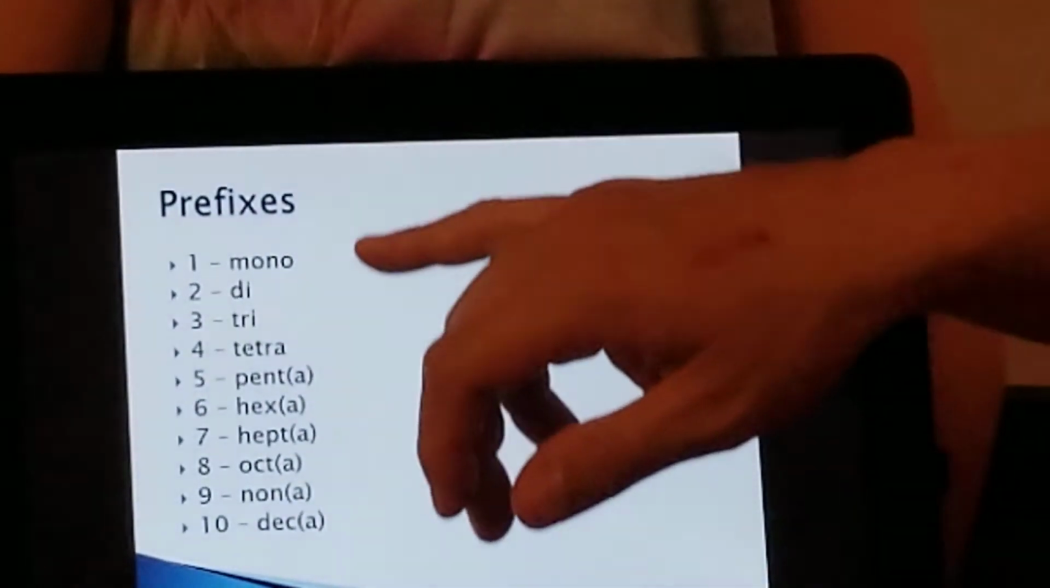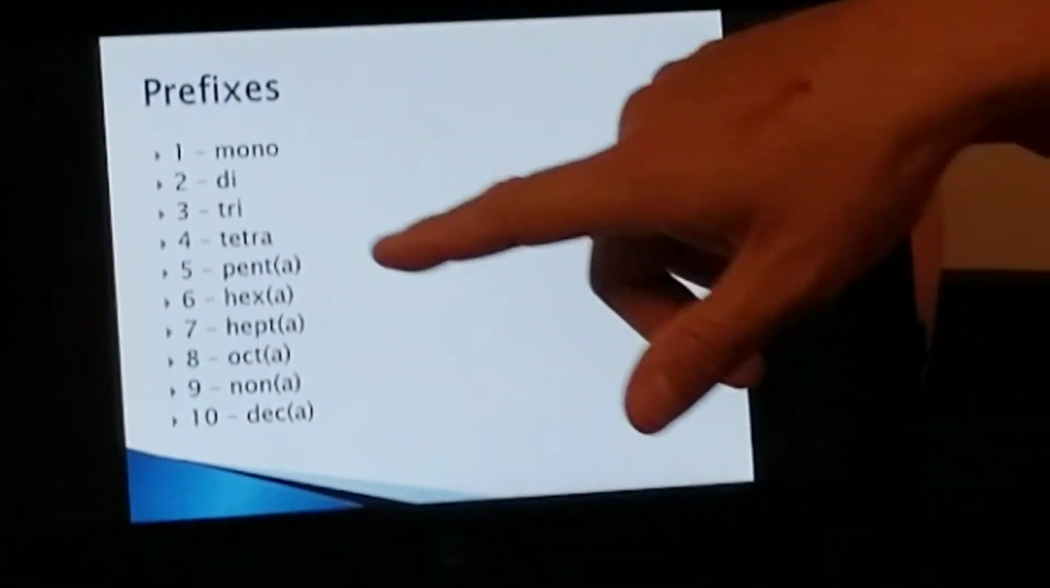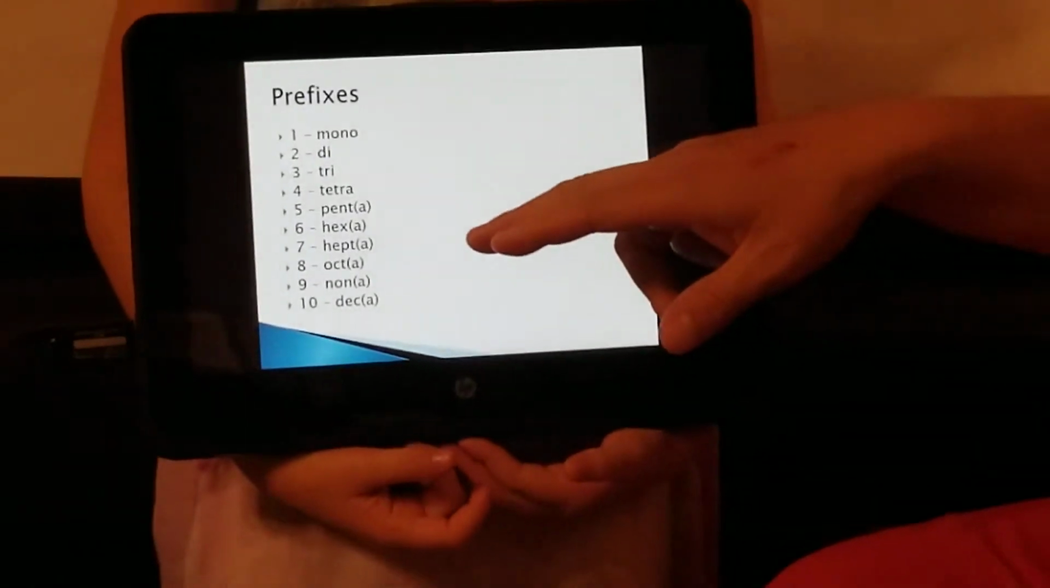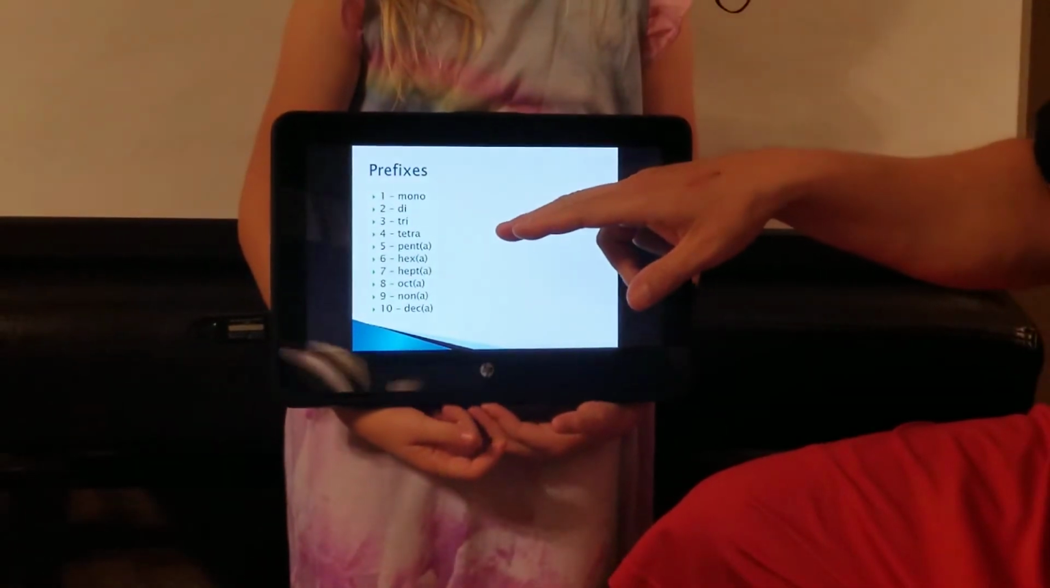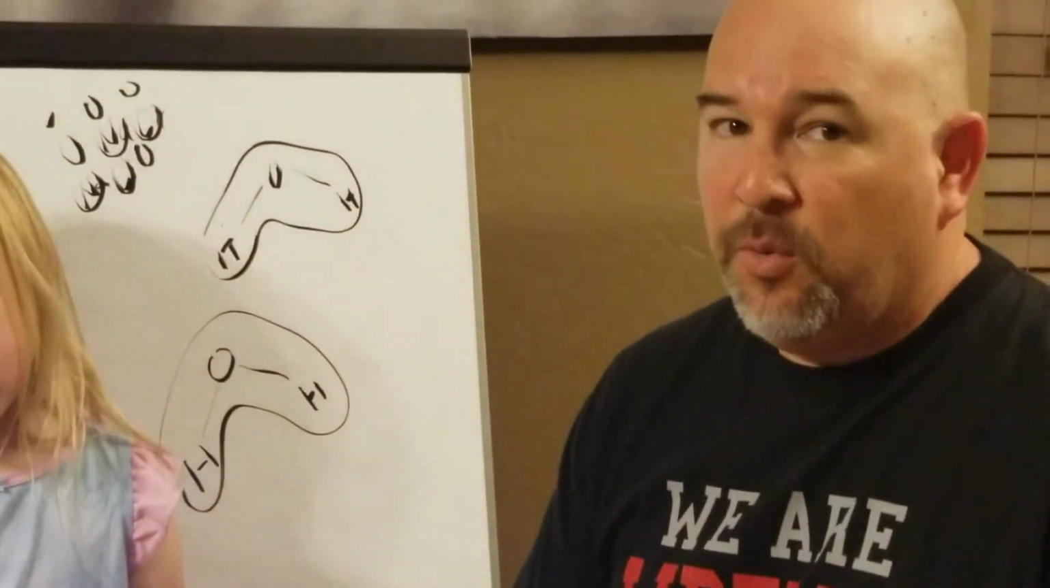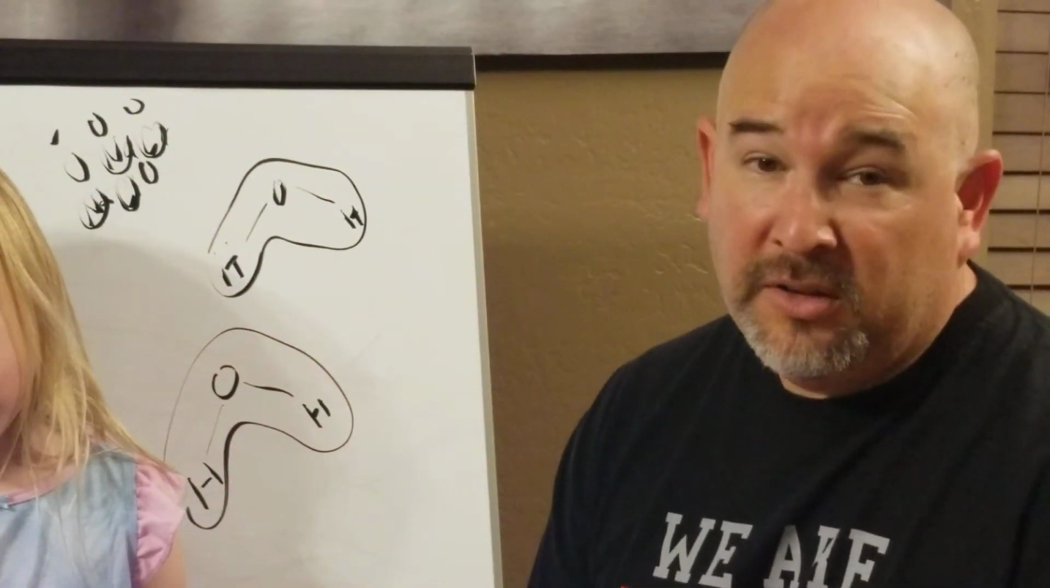Super, super easy. Here's our prefixes: mono, di, tri, tetra, penta, hexa, hepta, octa, nona, and deca. I believe, if I'm not mistaken, the periodic table you guys have doesn't have the 7 or the 9. Not that big a deal, but at least you have this in case that were to come up at some point.